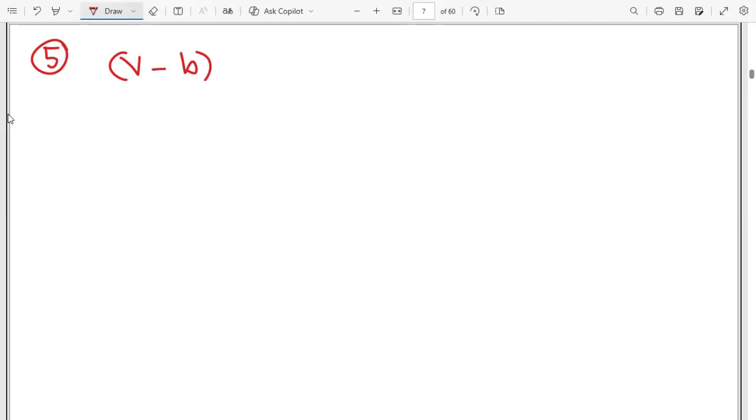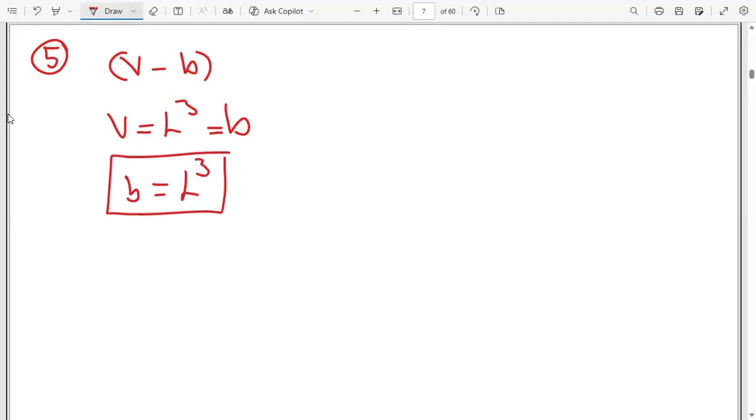I hope you understand what I'm saying. So since volume has dimensions of L to the power 3, these are the same dimensions that b should also have, since b is being subtracted from volume. So what does that mean? That means the dimensions of b are equal to L to the power 3, the same as the dimensions of volume.